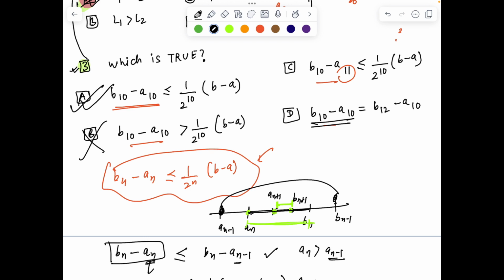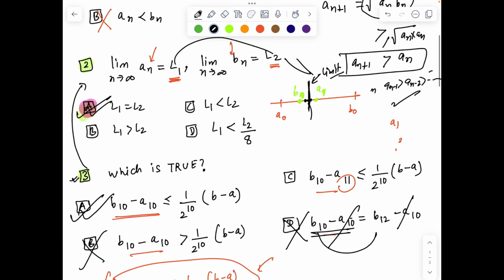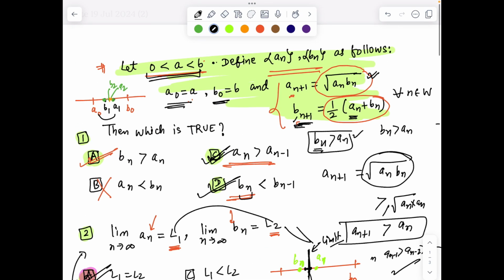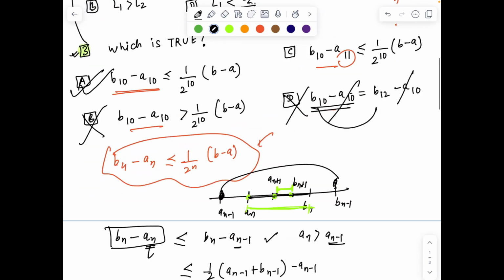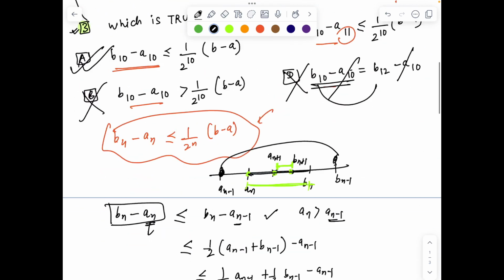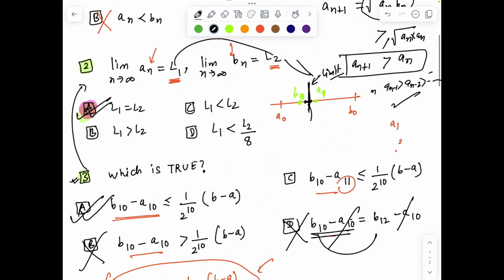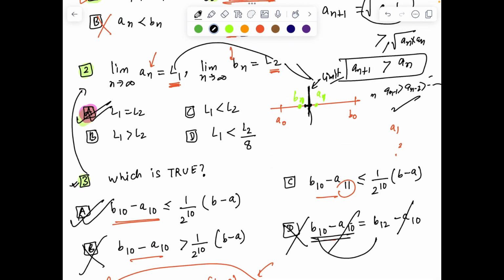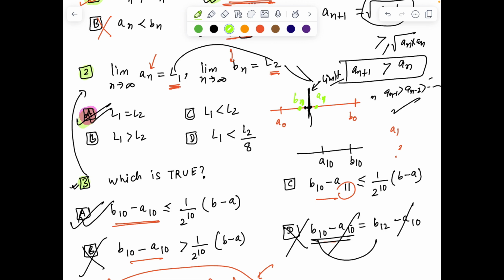The third option is also wrong, because we can see a10 and a10 will cancel, and that will mean b10 and b12 are equal. That's clearly wrong, because b is not a constant sequence, as we have seen. So next is how using this we are able to conclude option 2, like question 2, or is it true that b10 minus a11? So that's fine, because we have b10, we have a10, and a11 is going to be somewhere between a10 and b10.